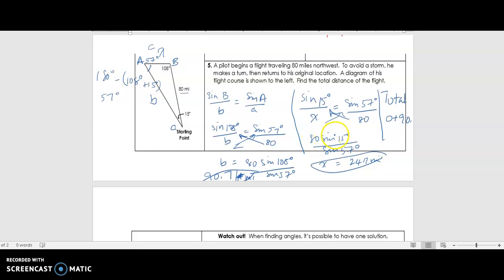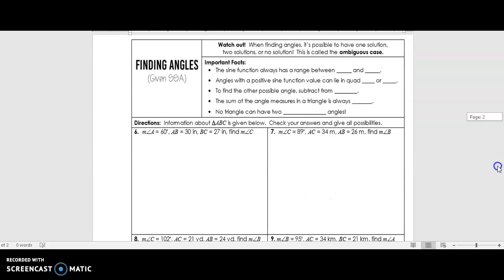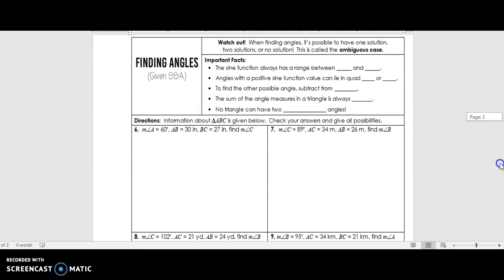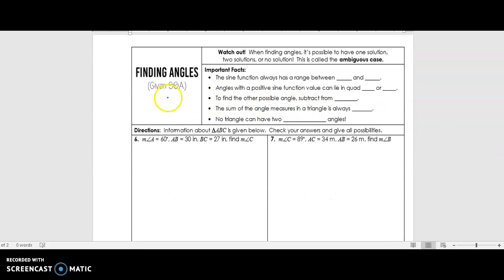And let's move on to the next kind of problems, which is side, side, and angle. You see that? Side, side, and angle. So which means you have to find the fourth angle normally. But this is an ambiguous case. Why? So when finding angles, it is possible to have 1, 2 or no solutions. So how does that work? So let's look at that.